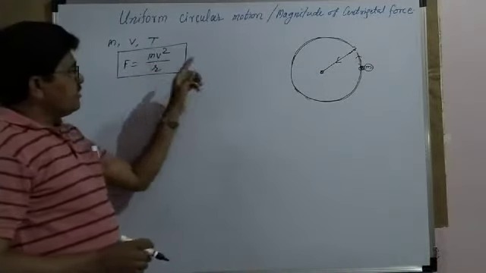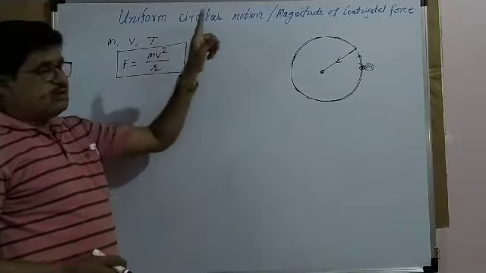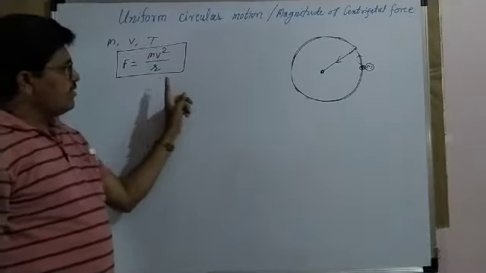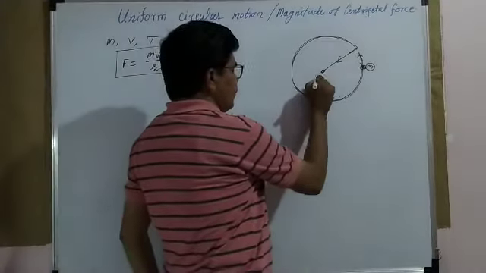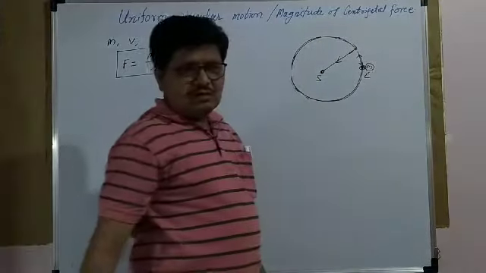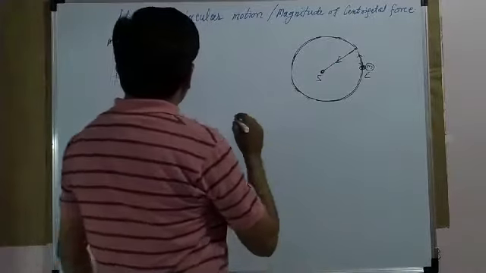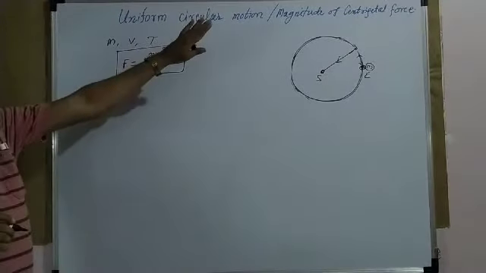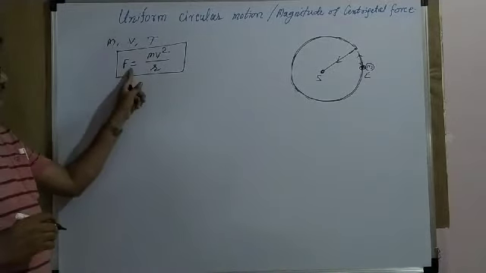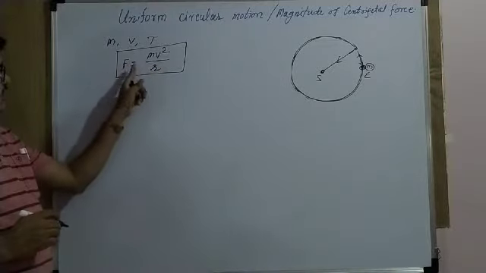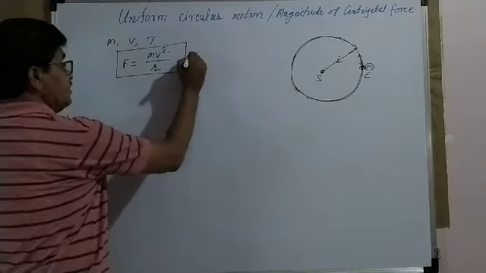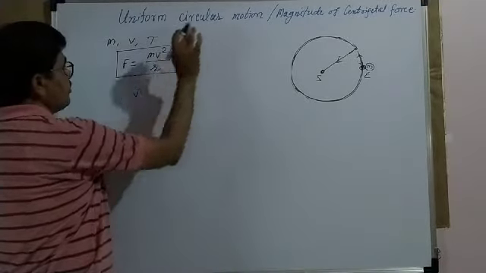Here m is the mass of the earth, v is the uniform speed of the earth, and r is the distance between the sun and the earth. The earth completes one revolution around the sun in a specific interval of time. That time is the time period of the earth, that is t. The centripetal force acting on the earth toward the sun is F is equal to mv square by r. After this, how will we determine the uniform circular motion?